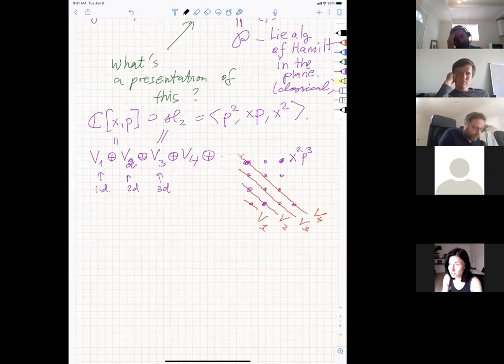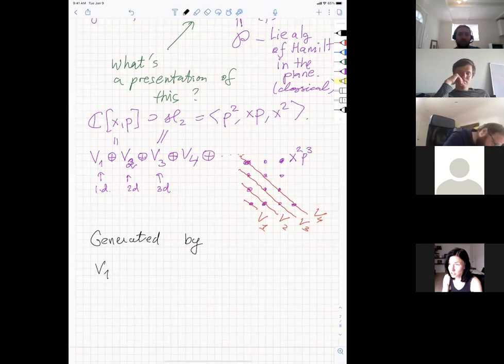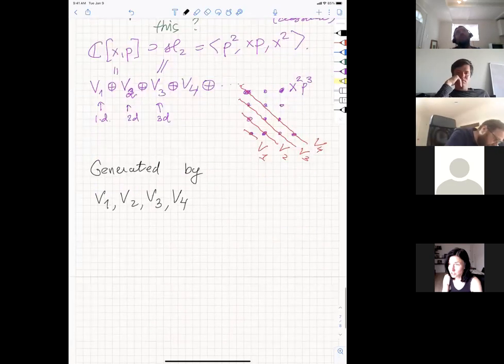But the question is, how can we generate this Lie algebra? We have to put in these things up to V4: V1, V2, V3, and V4. The most interesting part is V4, which is the cubic Hamiltonians. By taking brackets of cubic Hamiltonians, we can obtain Hamiltonians of any degree. And the question is what the relations are.